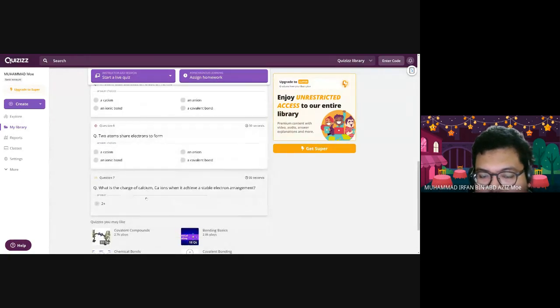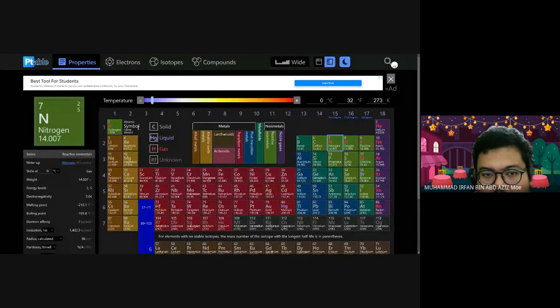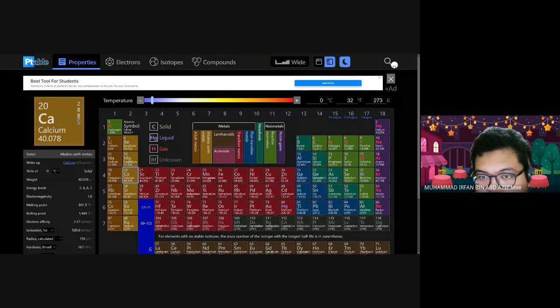Question 7. What is the charge of a calcium ion? 7 correct, 8 incorrect. It is the charge when it achieves a stable electron arrangement. Let's go to group 2 and look at calcium, which is 2, 8, 8, 2. It wants to donate 2 electrons, so the charge is 2 plus. Remember, it is 2 plus, not plus 2. Plus 2 is wrong, the answer is only 2 plus.